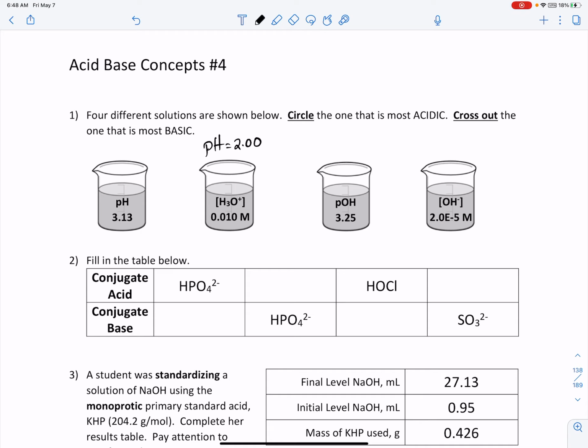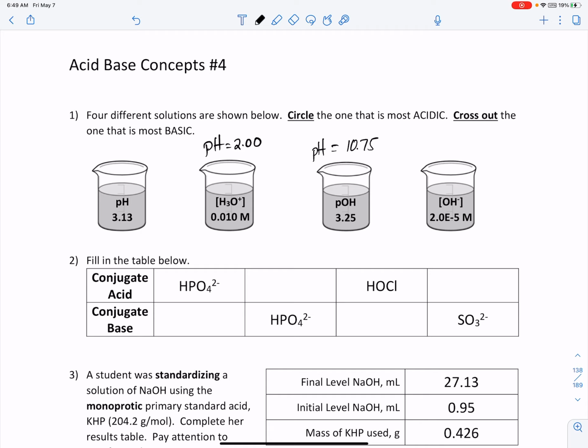The third beaker gives us the pOH, 3.25. At 25 degrees Celsius, the pH plus the pOH gives you 14. So if we want to find the pH, we'll just subtract 14 minus this number. 14 minus 3.25, this pH is very high. It's 10.75. So now we can tell right away this so far is the beaker that's most basic.